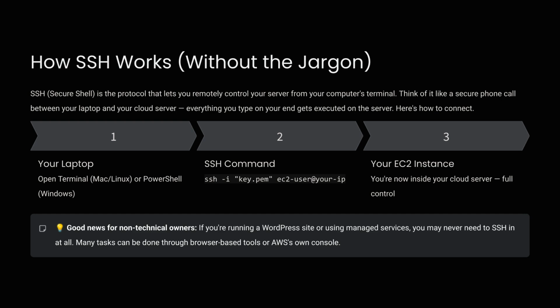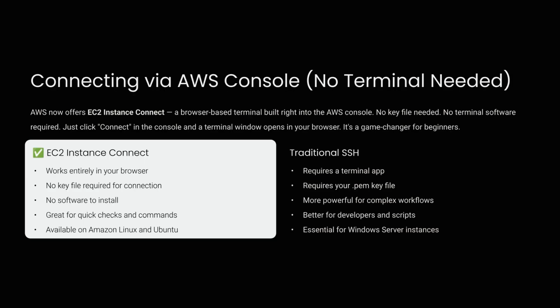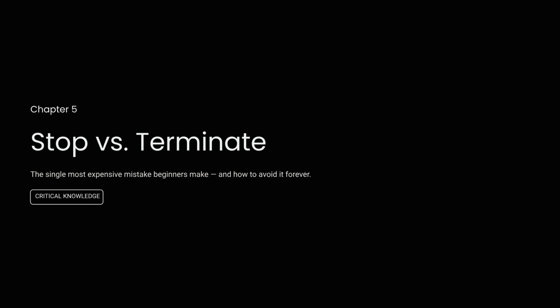Chapter 4 covers connecting to your server using SSH and explains why many small business owners won't need to use it often. SSH allows you to remotely control your server via a terminal. You use your key file and public IP address to establish a secure connection. For many tasks, especially web hosting, you might never need to use SSH directly.